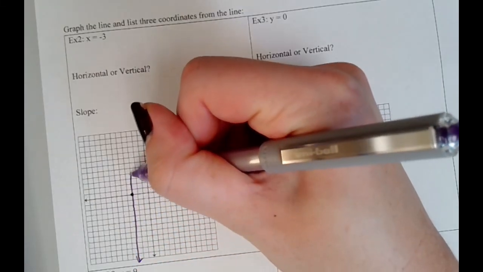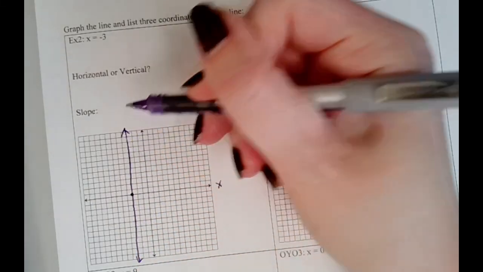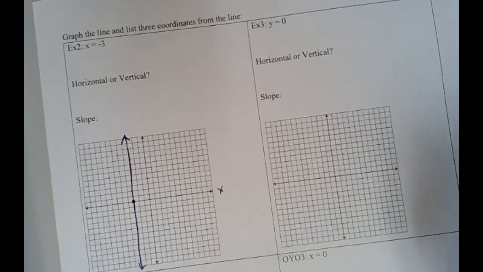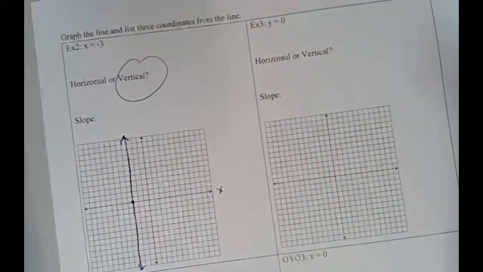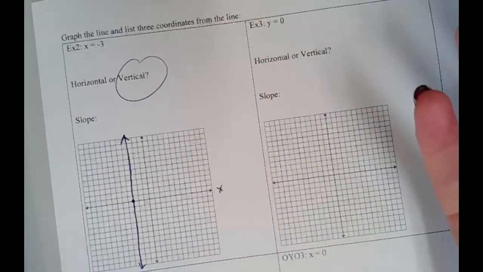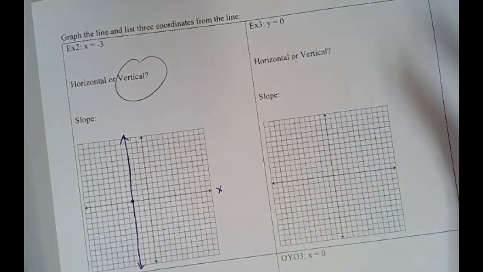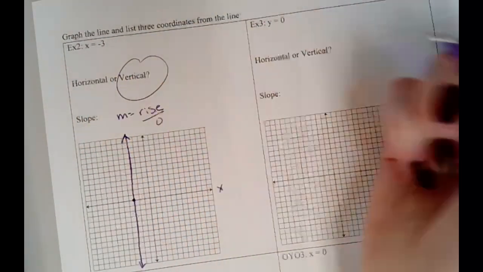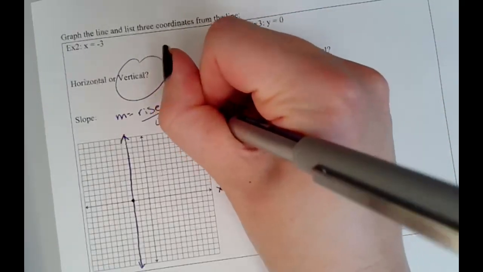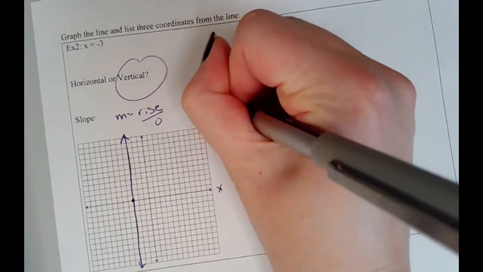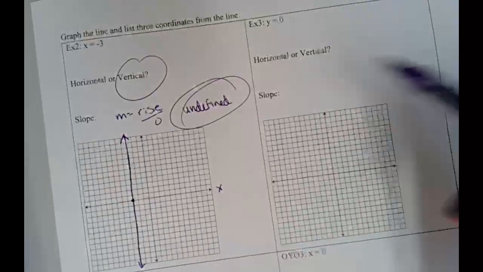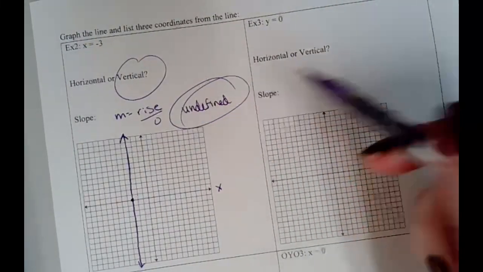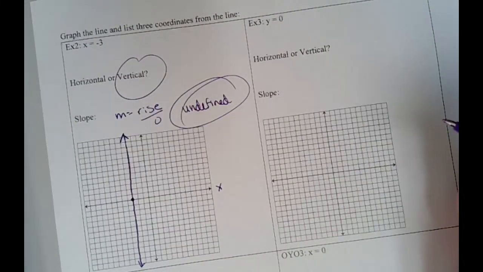always -3. So that means that we are creating a vertical line. It will have a rise, but it will not have a run. And if you have a rise but no run, remember, that means that the slope is undefined. So this is what we want to put for slope whenever we have a vertical line, is that phrase undefined.